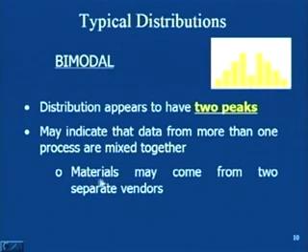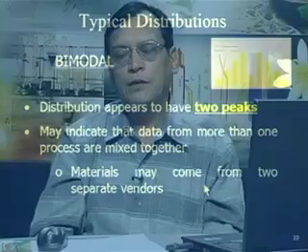One reason is mentioned here: materials may come from 2 separate vendors. When we collect the data from the processes, the batches come from the purchasing section or from the inventory, and there is a possibility that one lot of the material belongs to one supplier, and another lot belongs to another supplier. If we combine the data of material coming from 2 different suppliers, there is a great possibility that we will get this type of distribution having 2 peaks.